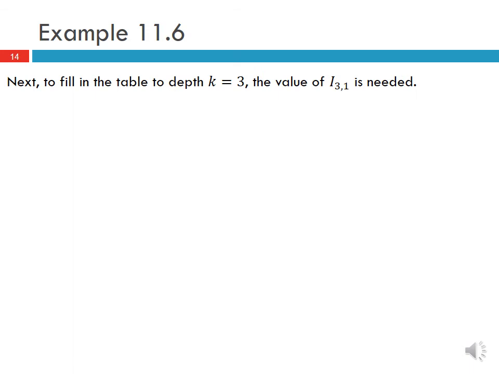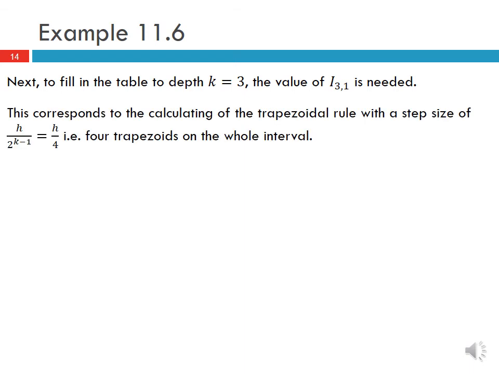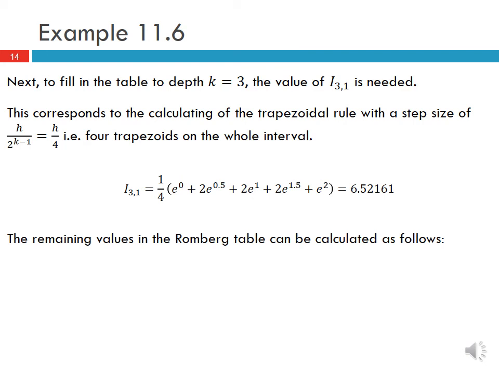So next we need to fill the table to the depth of k equals 3. To do that, we need the value of I31. So this corresponds to calculating the trapezoidal rule with a step size of h over 4. So 4 trapezoids will be used on the whole interval. Just implementing the trapezoidal rule with 4 trapezoids, we get that our estimate is equal to 6.52161. And the remaining values in the Romberg table can be calculated as shown here.